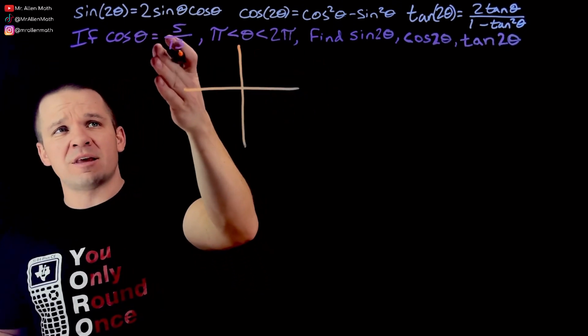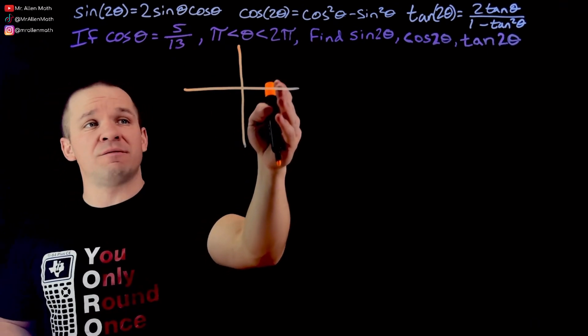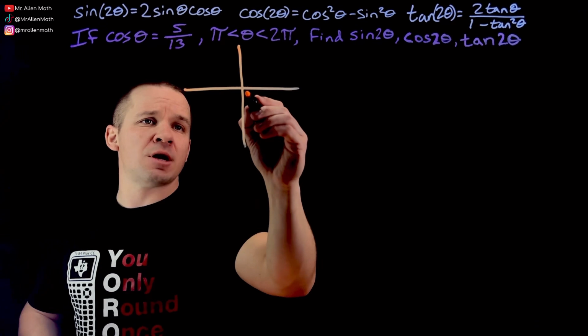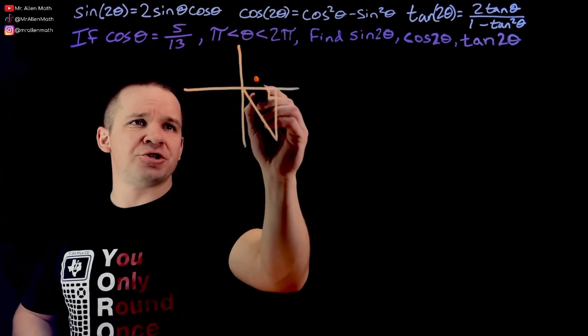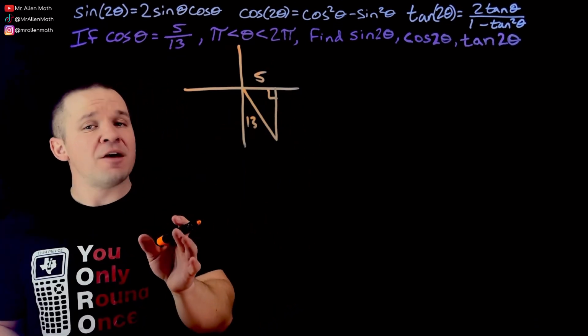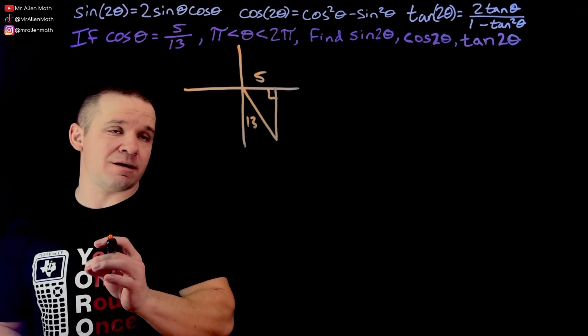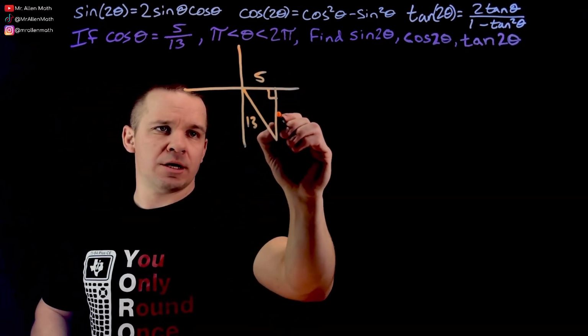Well, since cosine of theta is positive, that tells us that it's in the fourth, because cosine is positive in the first and the fourth quadrant. So I will go ahead and draw this thing here. I got my adjacent side is 5. My hypotenuse is 13, which means that my opposite side is going to be 12. But it's going down. It's going to be negative 12.